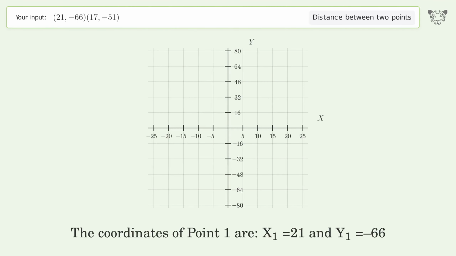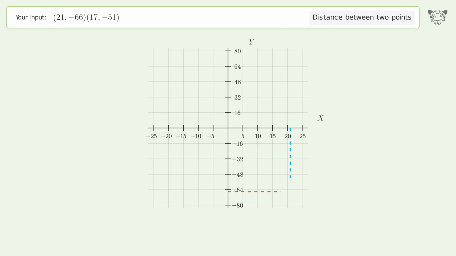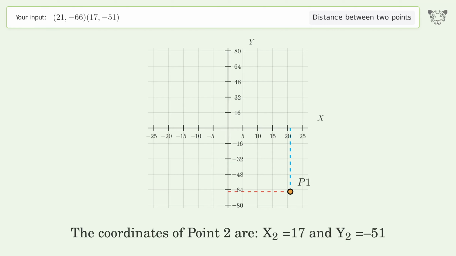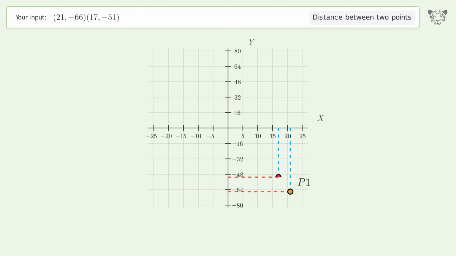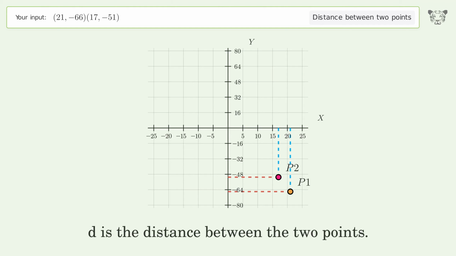The coordinates of point 1 are x1 equals 21 and y1 equals negative 66. The coordinates of point 2 are x2 equals 17 and y2 equals negative 51. D is the distance between the 2 points.